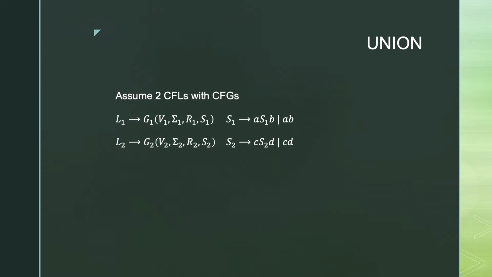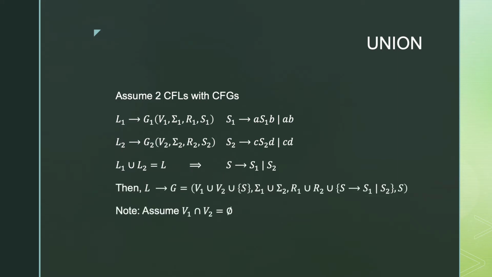Now, to prove the union, let's say L1 union L2 is equal to a new language, and since union is nothing but an OR operator, we are applying the operator on the S1 and S2 start symbols, and so S produces S1 or S2 is a new production rule, and we can use this production rule to create the grammar for our new language.